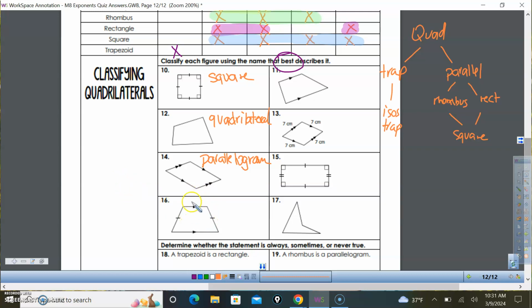For question number 16, as soon as I see that it has 1 set of parallel sides, I know it's at least a trapezoid because trapezoids have exactly 1 pair of parallel sides. And then for this one in particular, since we have these 2 congruent sides, the word isosceles tells us that we have 2 congruent sides in our trapezoid. This is an isosceles trapezoid.